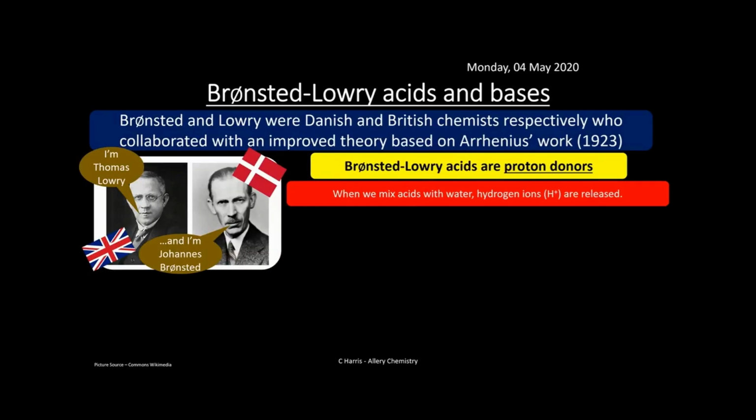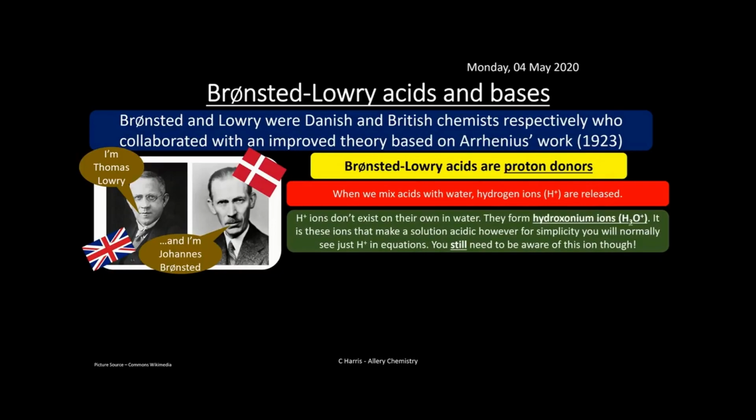And they also said that when we mix acids with water, that hydrogen ions, that H+ ions, are actually released into solution. Now, H+ ions, they also said they don't exist on their own in water. They actually form hydroxonium ions, which is H3O+. Sometimes you might see them as hydronium ions. And basically, it's these ions that make something acidic. But for simplicity purposes, what you will see much more common is just the use of H+. It's a lot easier to write H+ rather than H3O+. But just be aware that what makes something acidic is not just H+ ions, it's actually H3O+.